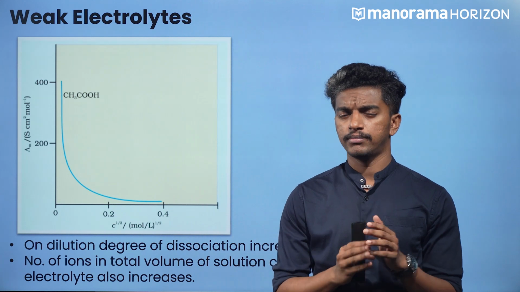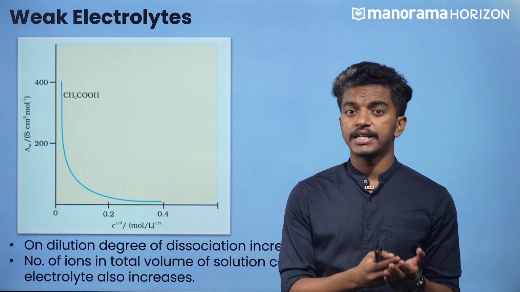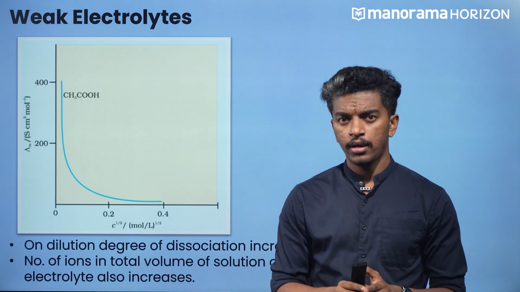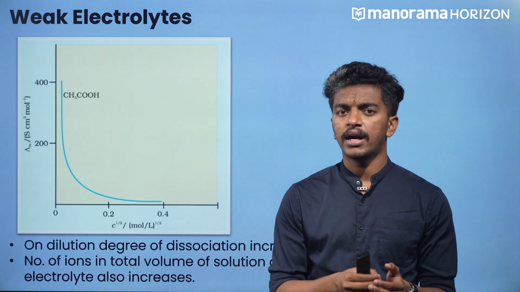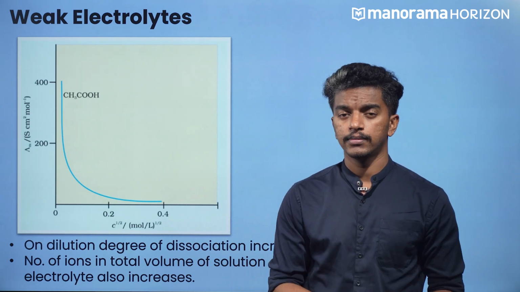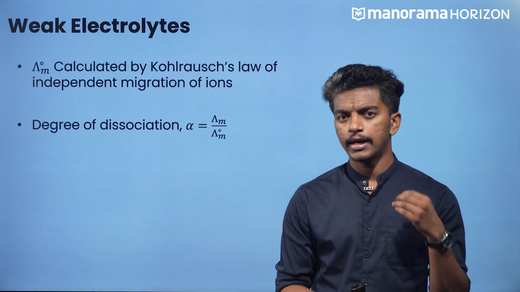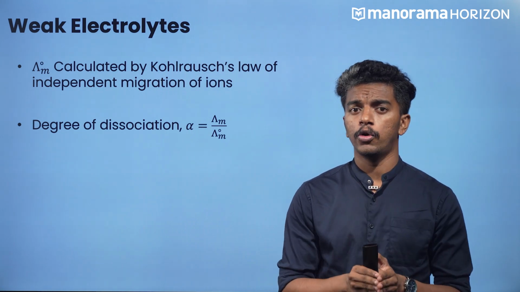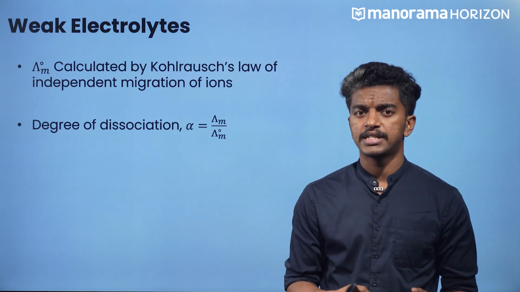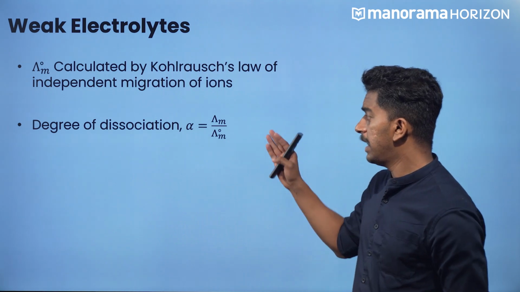At infinite dilution, that means when the concentration C approaches 0, the electrolyte dissociates completely, or we can say that the degree of dissociation α will be equal to 1. But at such low concentration, the conductivity of the solution is so low that it cannot be measured accurately. So, the limiting molar conductivities of weak electrolytes are calculated by using Kohlrausch's law of independent migration of ions. And degree of dissociation can be found by the equation α = Λm / Λ0m.